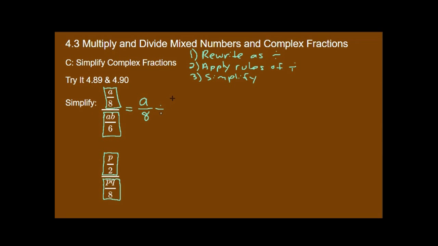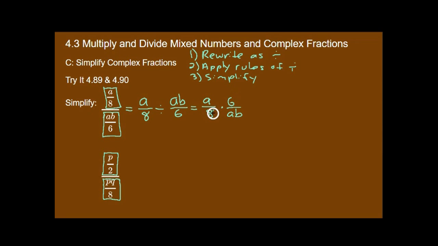I'm going to start by rewriting this as a division problem. A over 8 divided by AB over 6. Now I'm going to apply the rules of division, which means I'm going to rewrite this as a multiplication problem. A over 8 times, flip this over, 6 over AB. Now I notice I have an A in the top and an A in the bottom. Awesome, those are going to cancel out.